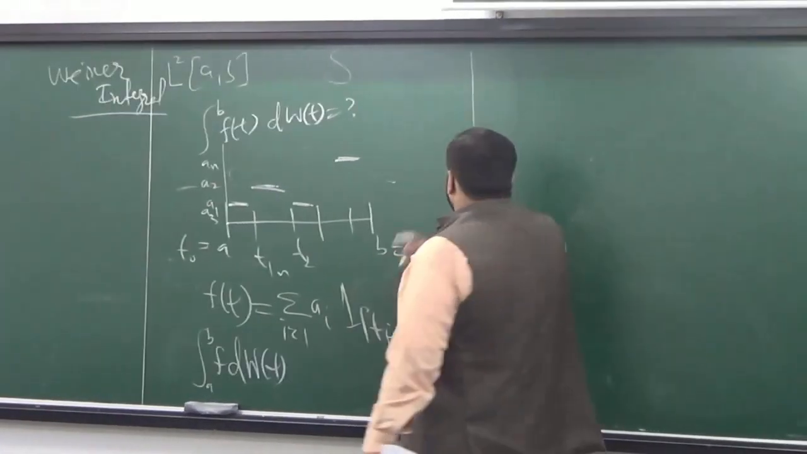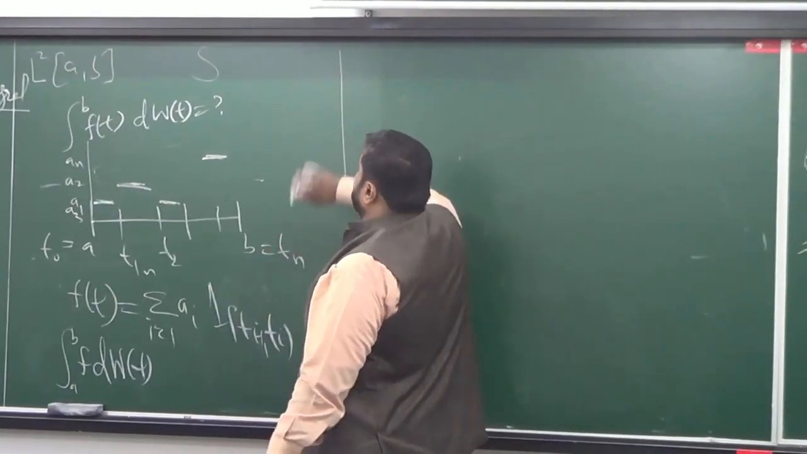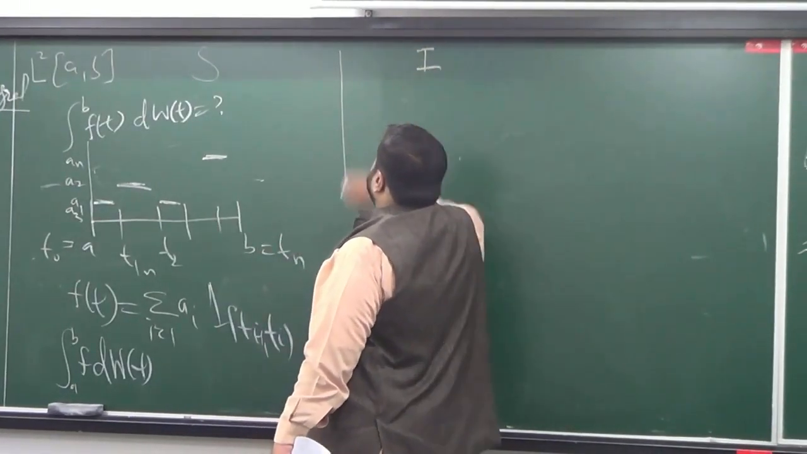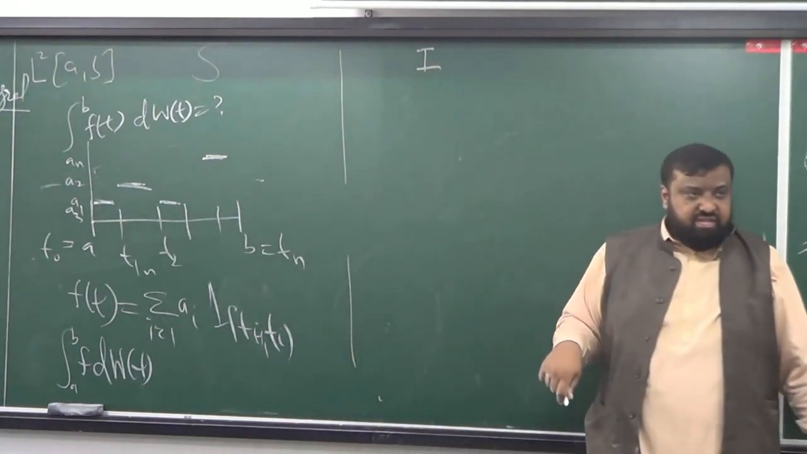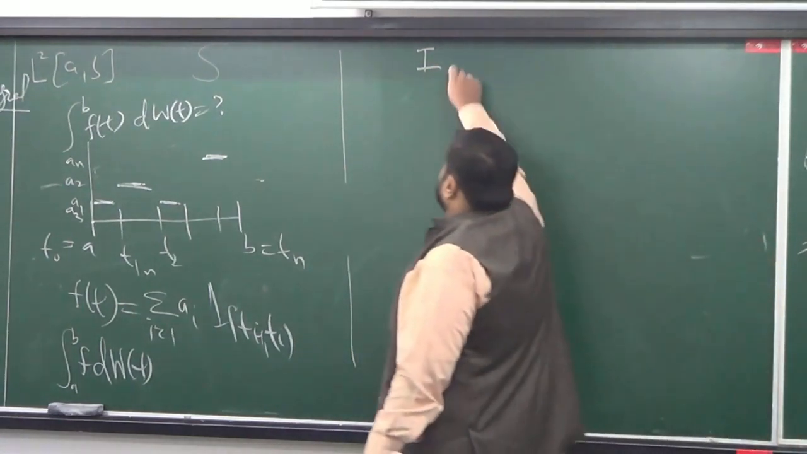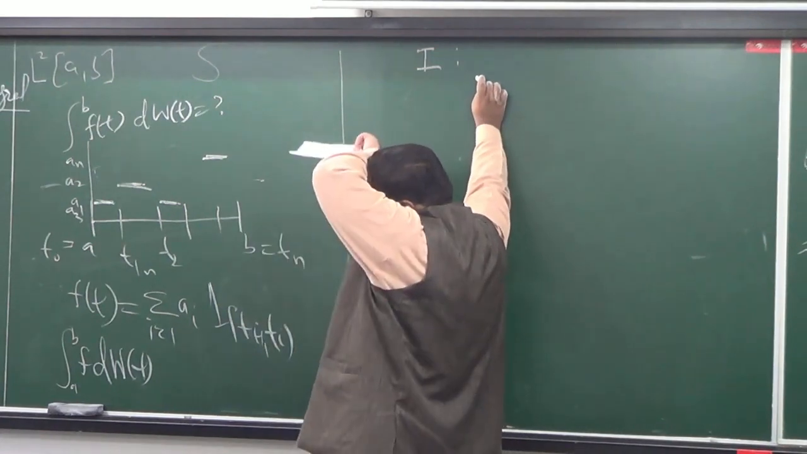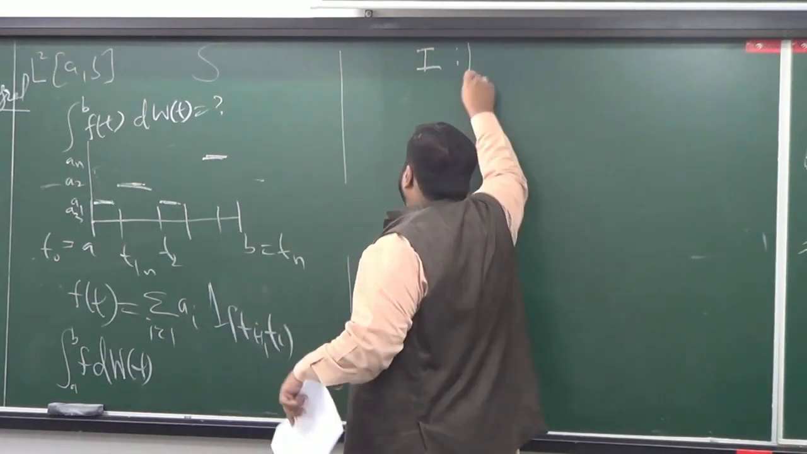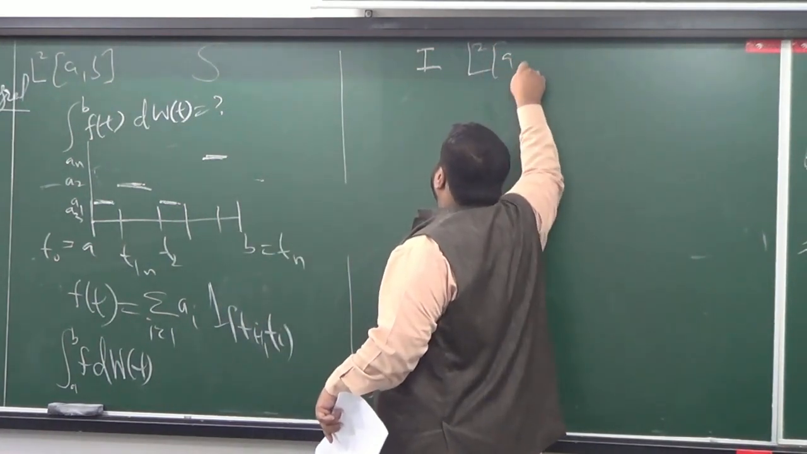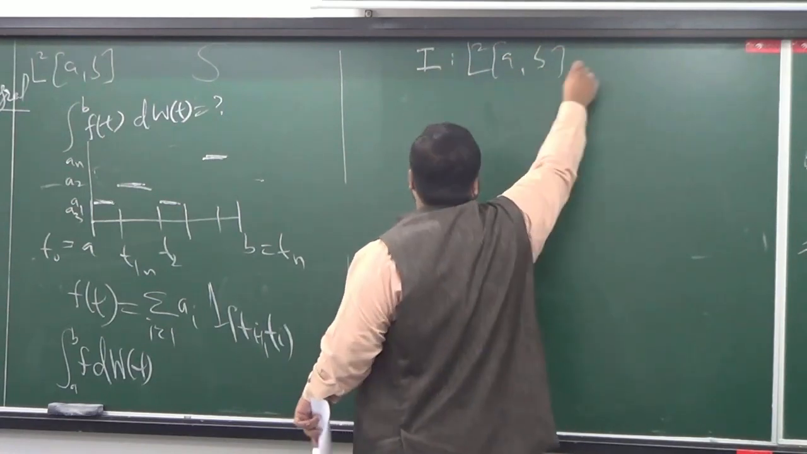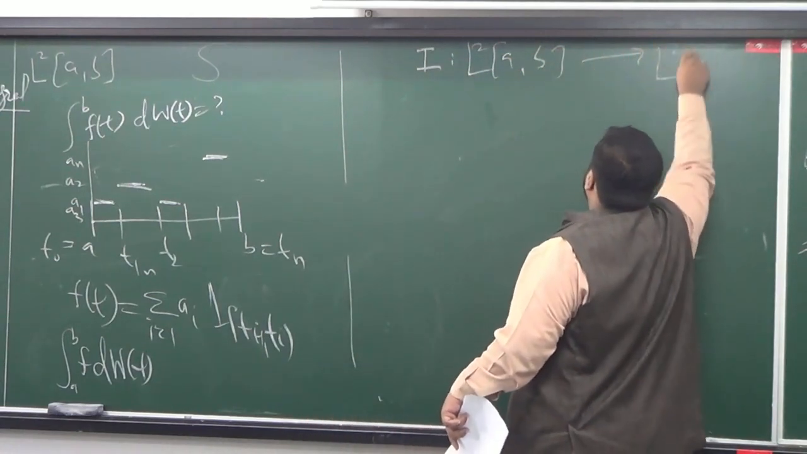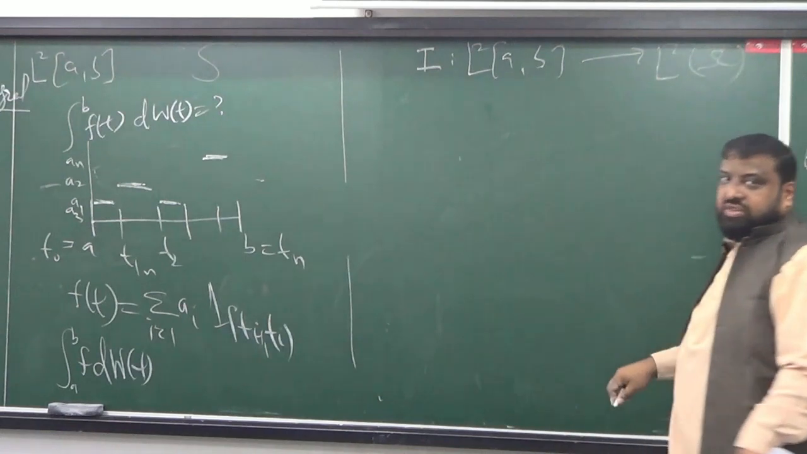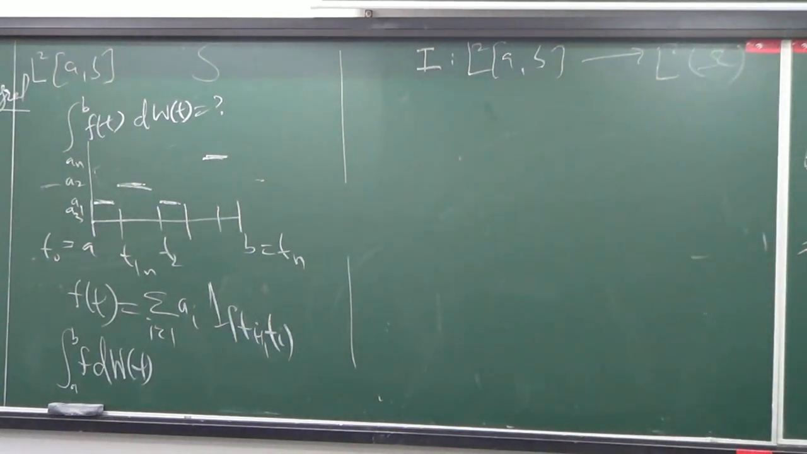What should be the value? In other words, if I am to be more precise, what I'm trying to do is define an I that takes inputs from L2 of [a,b] and throws it into L2 of Ω. Okay, so L2 of Ω is the space of square integrable random variables.